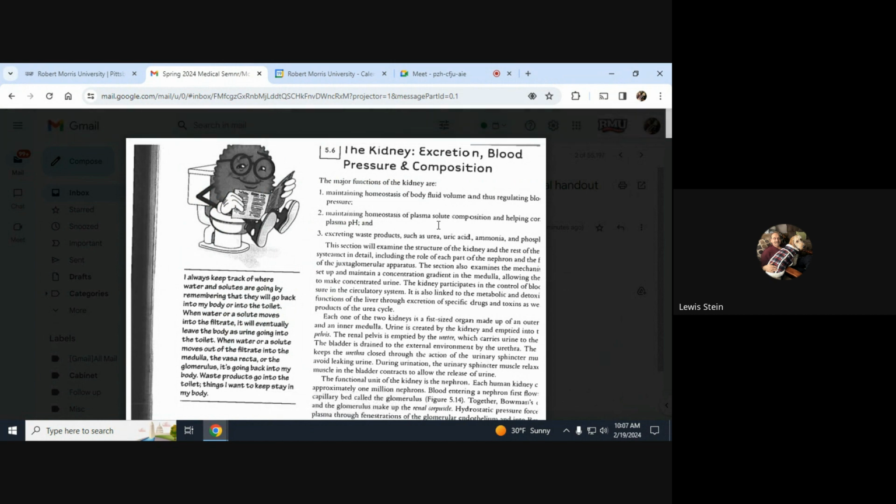Again, constant homeostasis and concentrations of a variety of solutes. So all the different solutes that we'll take a look at as we look at this particular portion of the chapter, and plasma pH. All of these: urea, uric acid, a certain amount of ammonia, and phosphates, which is sort of cut off, but it shouldn't be too difficult to track what's cut off.